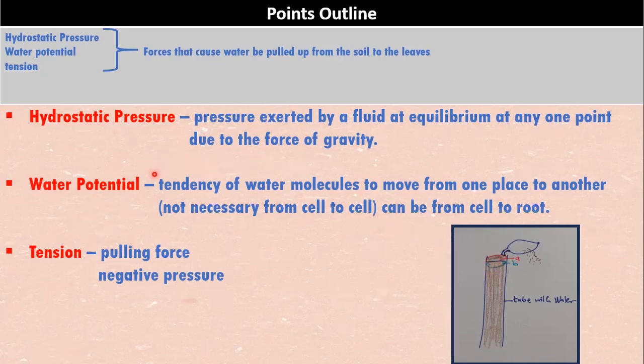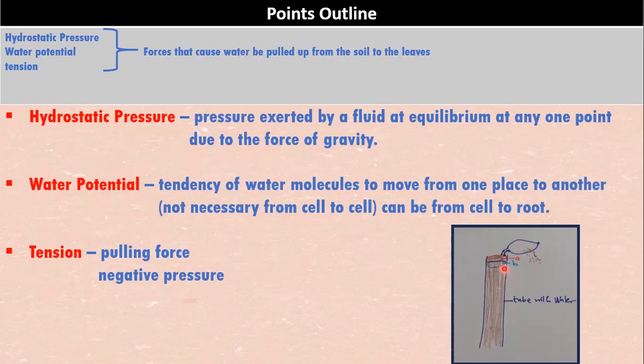Then water potential is the tendency of water molecules to move from one place to another. It's not necessarily the tendency of water to move from one cell to another. With water potential, we can have the tendency of water moving as water vapor into the air. So that is water potential, the tendency of water to move from one place to another. It can be from the soil solution into roots, right?